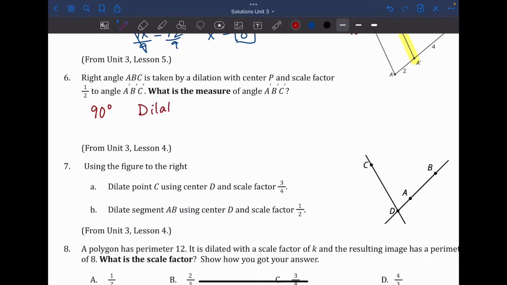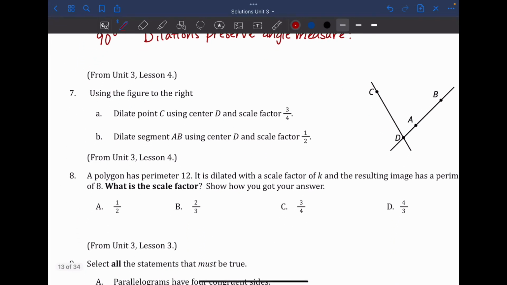Dilations. We're going to say dilations preserve angle measure because they do not change it. They only change side lengths. So it's going to be the same.